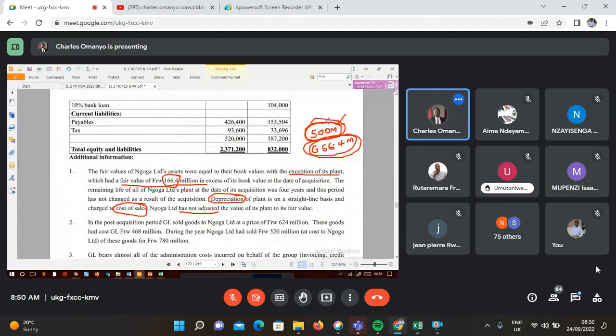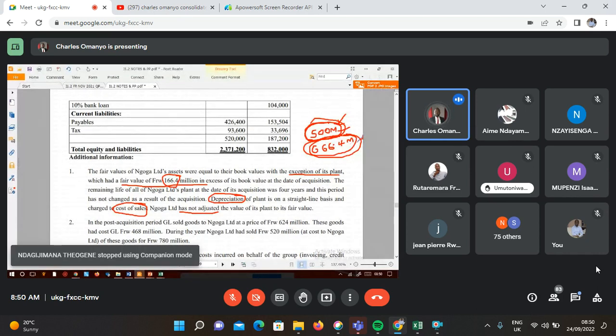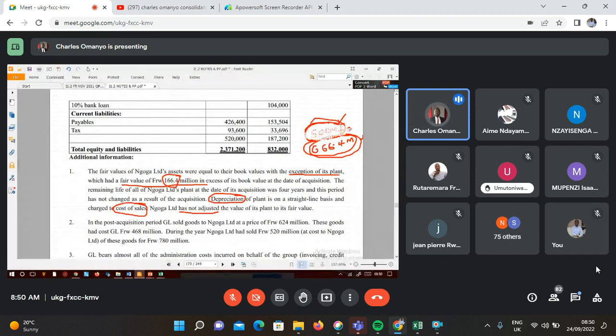It is because you calculated depreciation based on 500 instead of 666.4 million. This is an important, tricky point, especially for those doing financial reporting and CPA for the first time. You are calculating depreciation based on 500 instead of basing it on 666.4 million. So that means depreciation was understated. We need to correct that mistake of understatement. How do we correct that mistake?